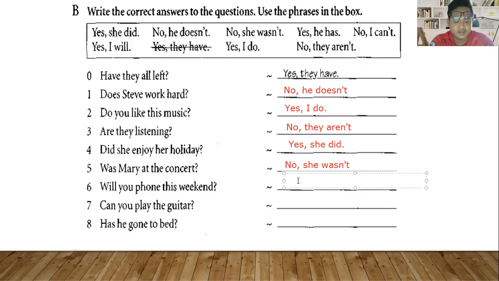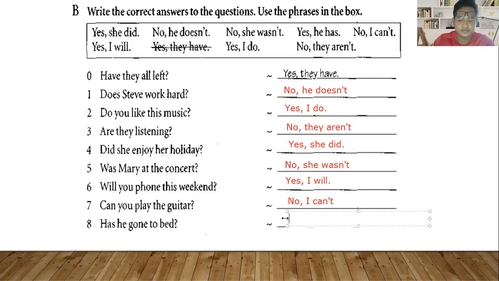Number six, yes, I will. Complete that comma. Number seven, no, I can't. Number eight, yes, he has.